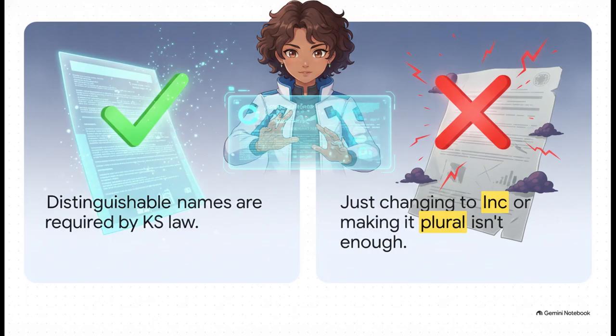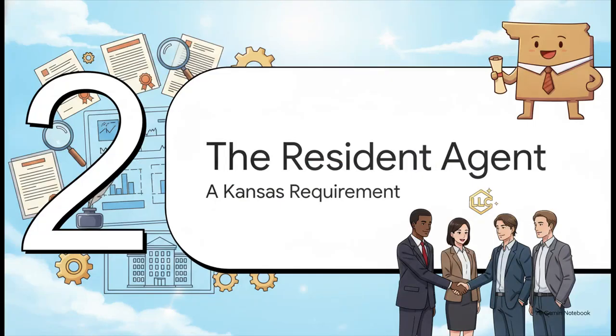So, to save yourself the absolute headache of a rejected filing, you definitely want to use the state's free Business Entity Search Station, or BES for short. Just take 5 minutes to search BES and double-check that your exact desired name is truly available. It can literally save you weeks of processing delays. Moving right along, Section 2, the resident agent requirement.